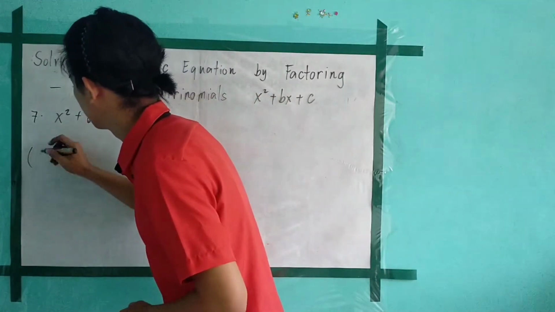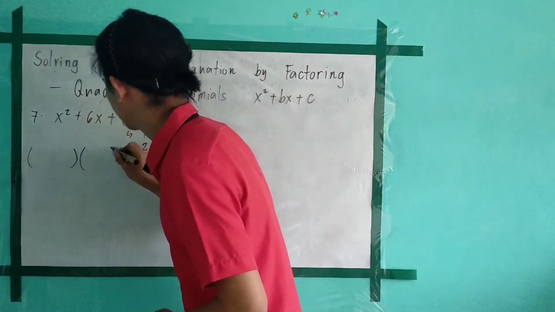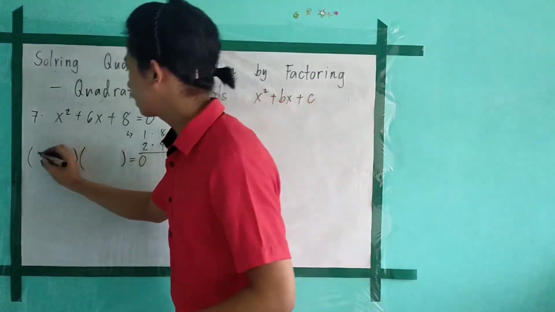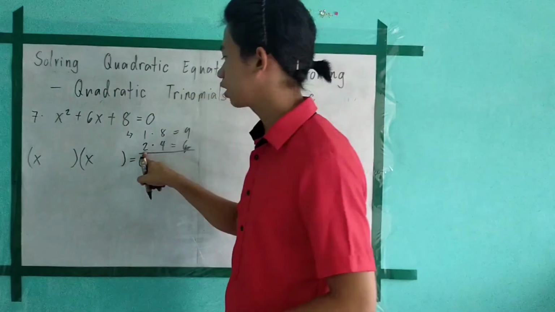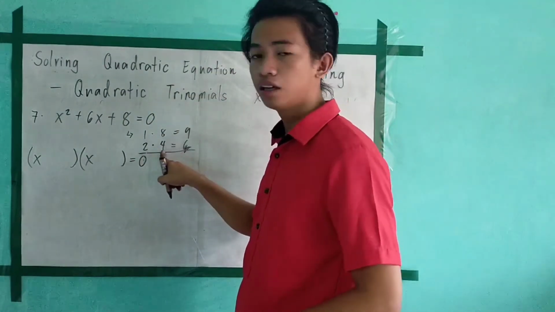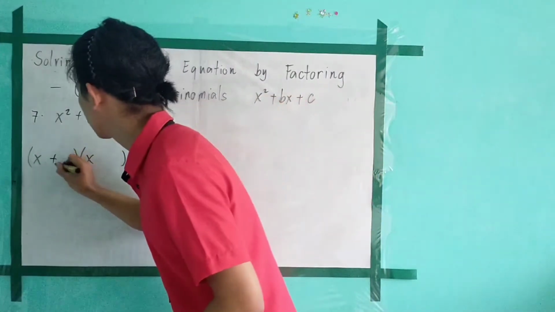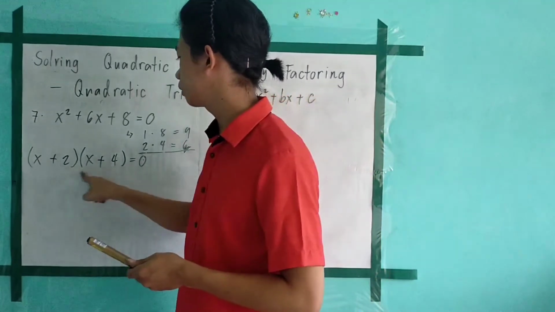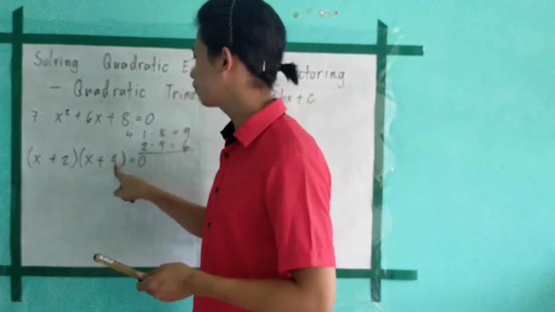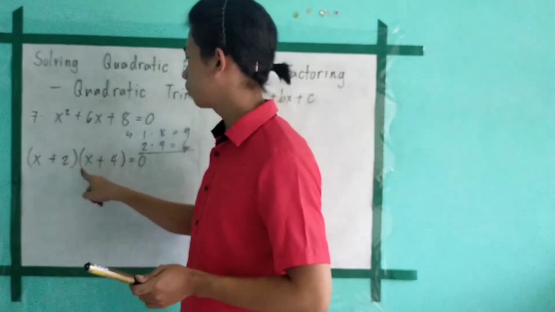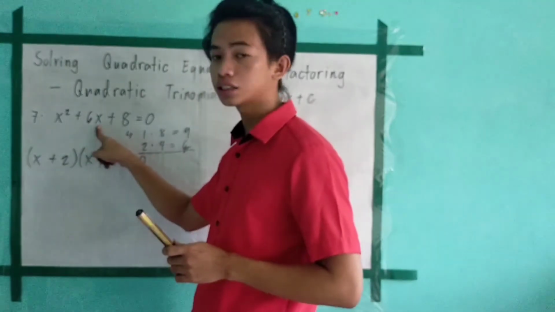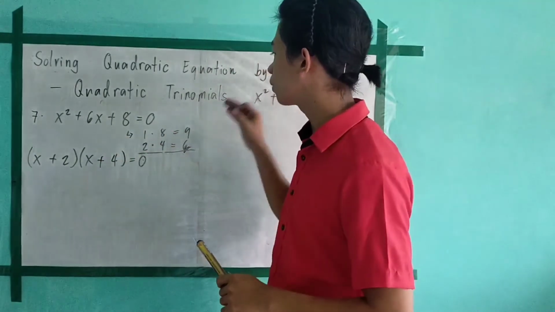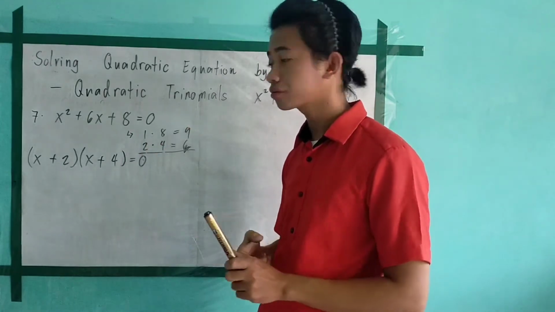So, we have this one. Factor natin is equal to 0. And so, x, then ito yung gamitin natin, positive 2, then positive 4. So, plus 2, then plus 4. So, pwede nyo rin siyang i-check using FOIL method. X multiplied by x is x squared. X multiplied by 4, 4x, plus 2 multiplied by x, 2x, that is 6x. Then, 2 multiplied by 4 is equal to 8. So, same lang din siya. That is the factor of our quadratic trinomial.